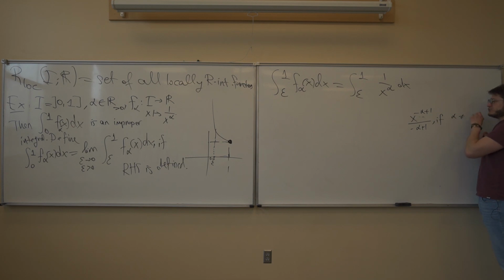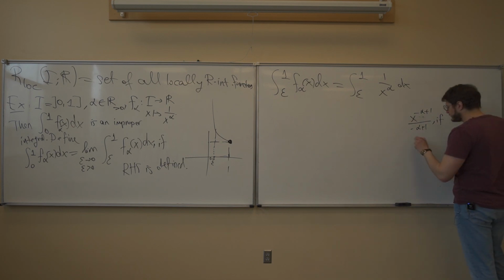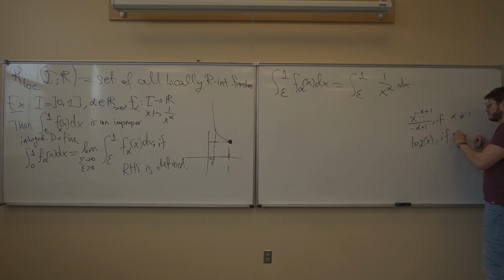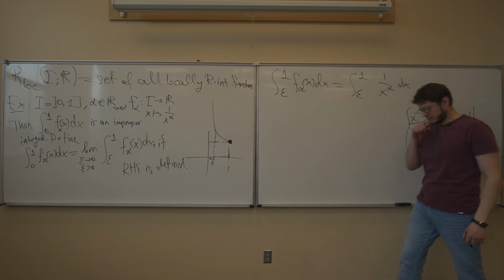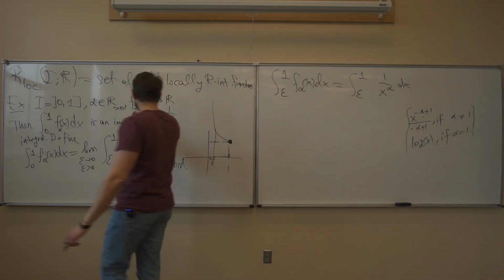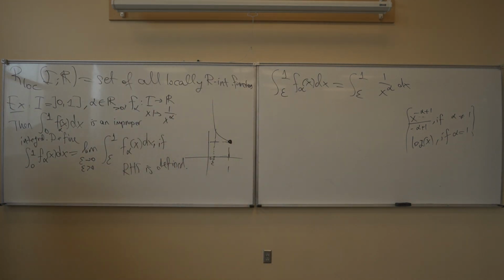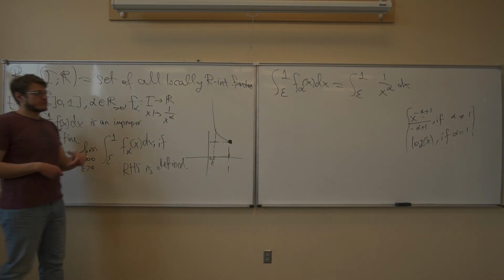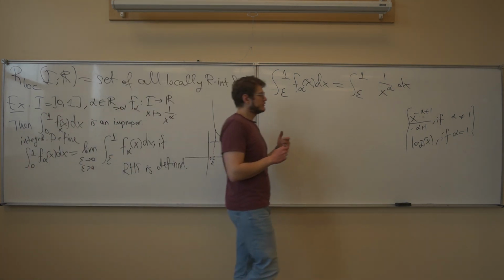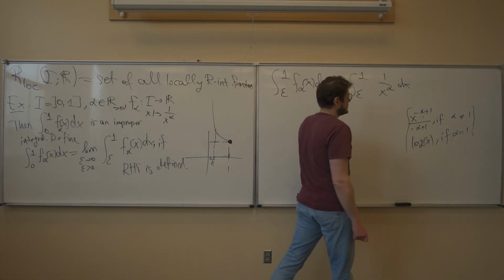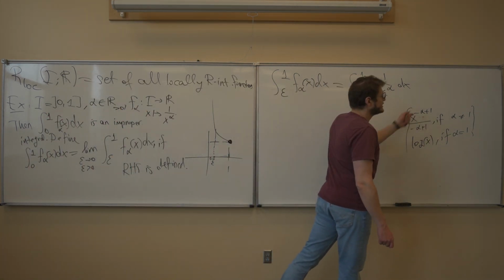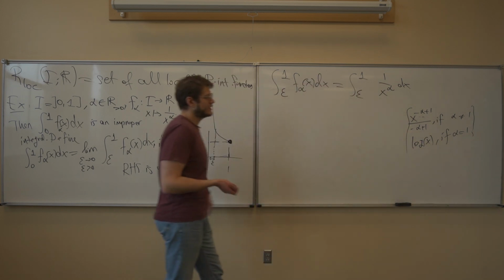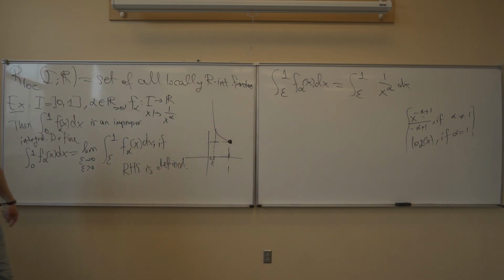If alpha is not equal to 1, otherwise log of x. Now the function depends on the parameter. It's certainly expected that an antiderivative of it too depends on the parameter. And of course, there's also plus c here if you want, but it's not going to matter because we're just going to evaluate it at the endpoints.